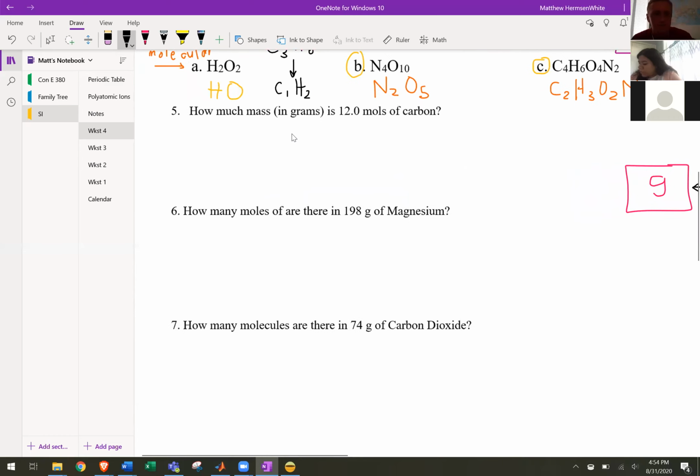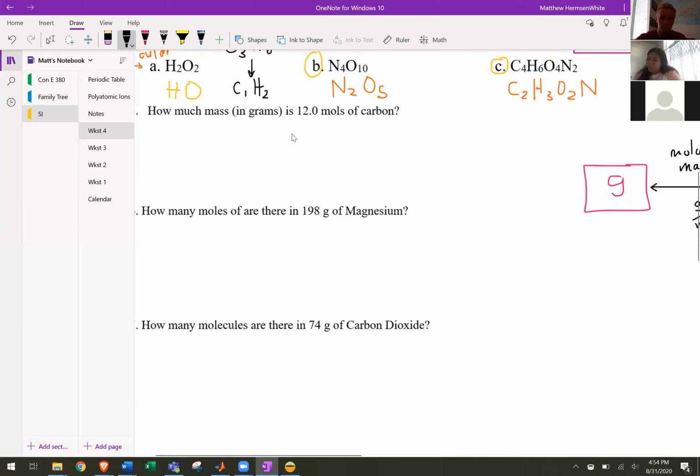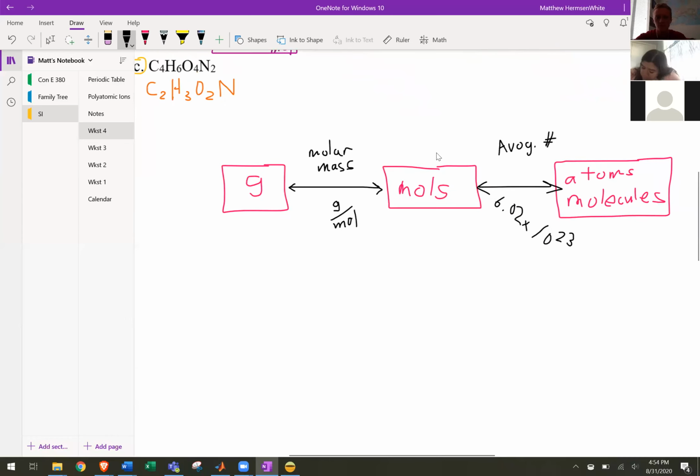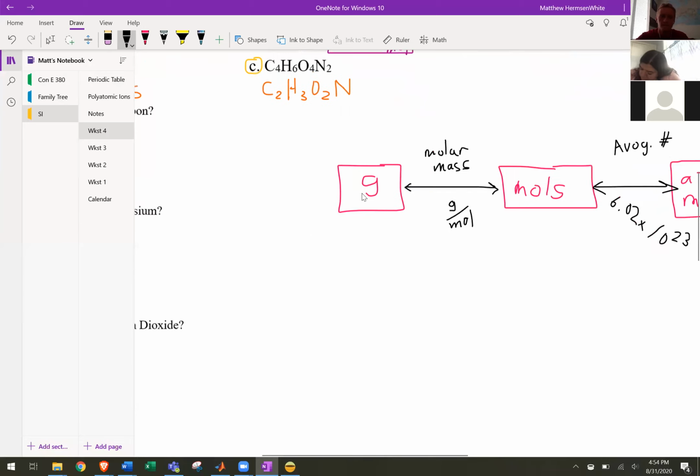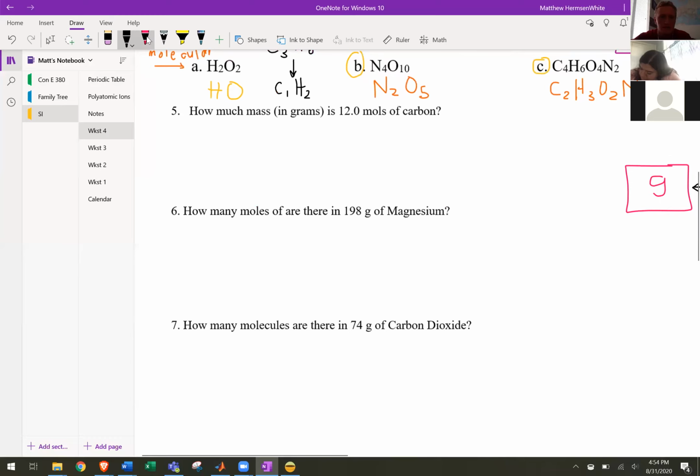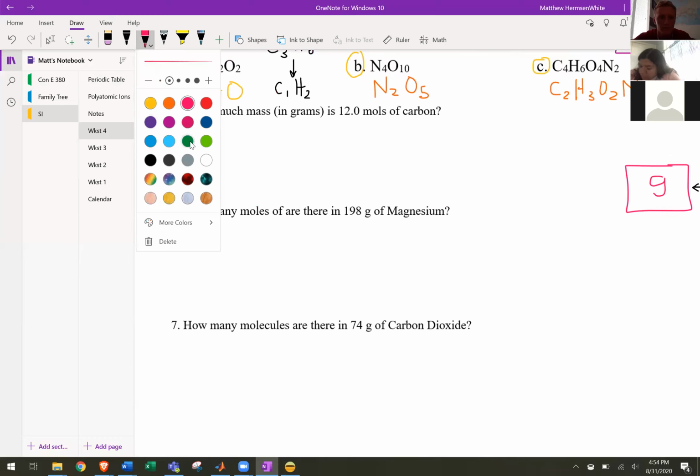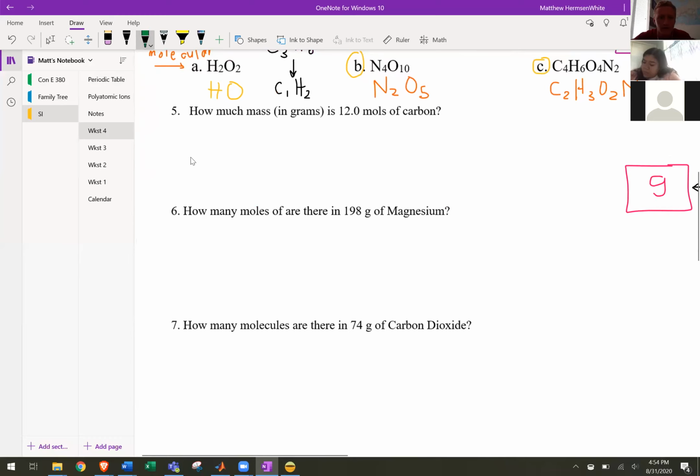So let's apply this to number 5, and then maybe I'll let you guys try to work on 6 and 7. Number 5 says, how much mass in grams is 12 moles of carbon? Well, let's go back over here. We have moles and we want grams. That means we have to use grams per mole. So let's write down what we have. We have 12 moles of carbon.